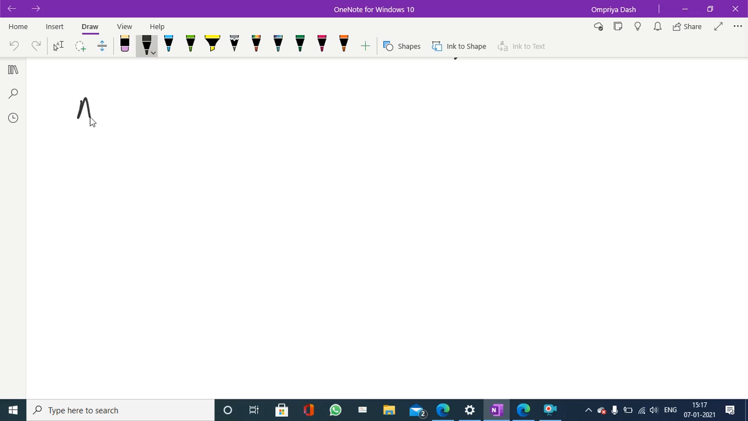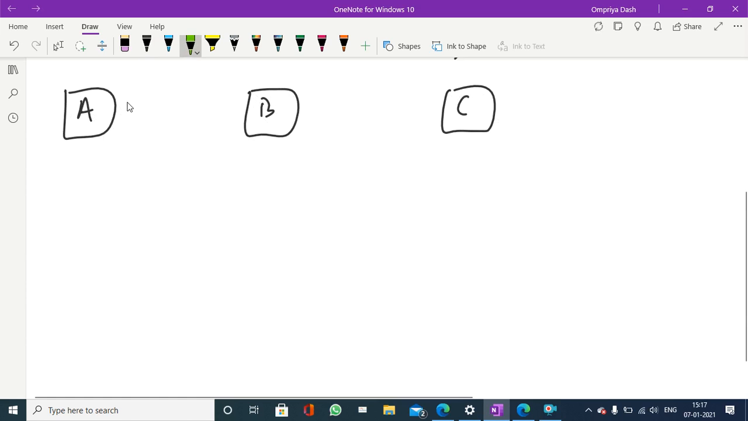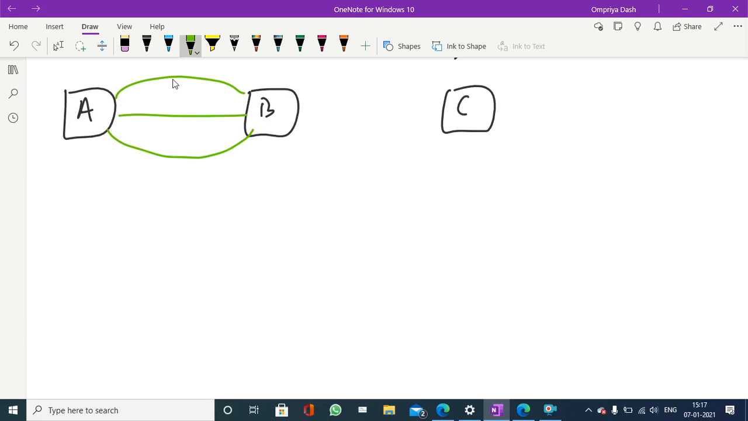Suppose there is a place A here, there is a place B here, there is a place C here. Suppose to go from A to B there are three routes, R1, R2, R3. Now suppose to go from B to C we have two routes, R4, R5.